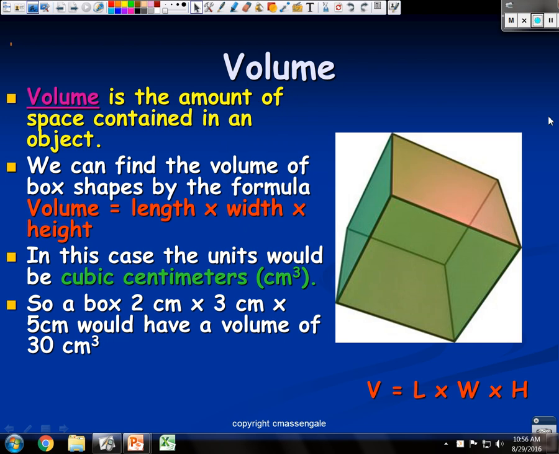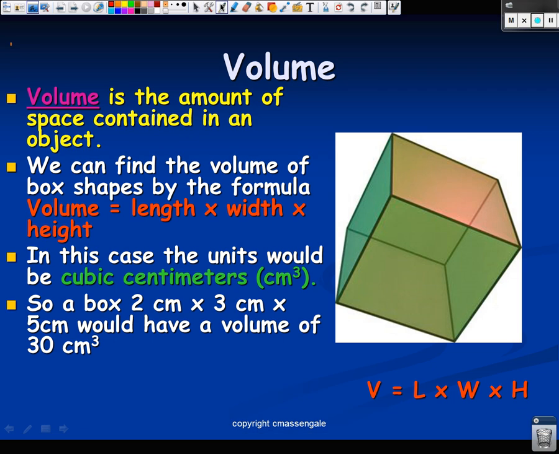All right, this is where we left off. If you have not finished writing this in, make sure you get it in. The one thing I want to add to this real quick: down here in the third bullet, it says, in this case, the units would be cubic centimeters.